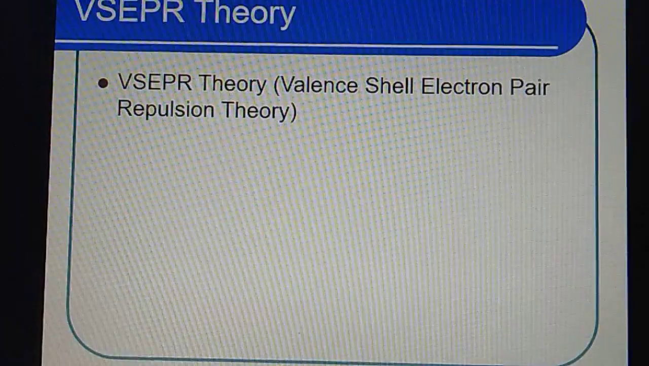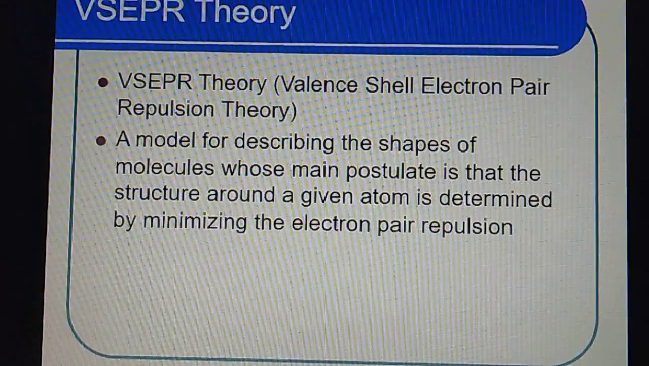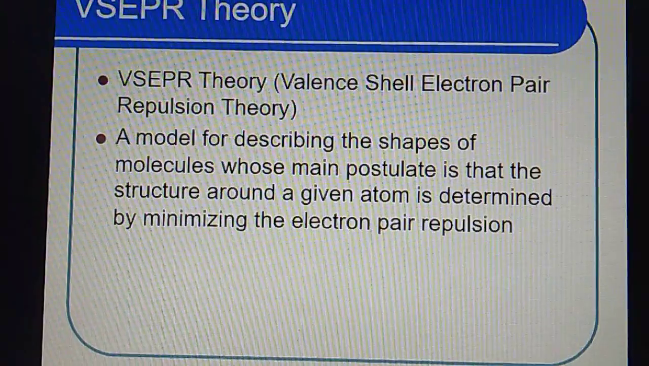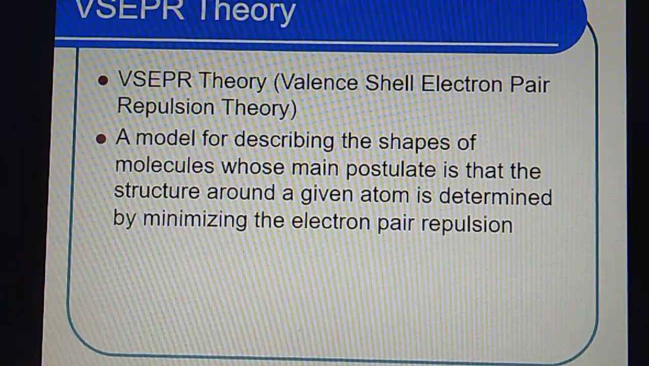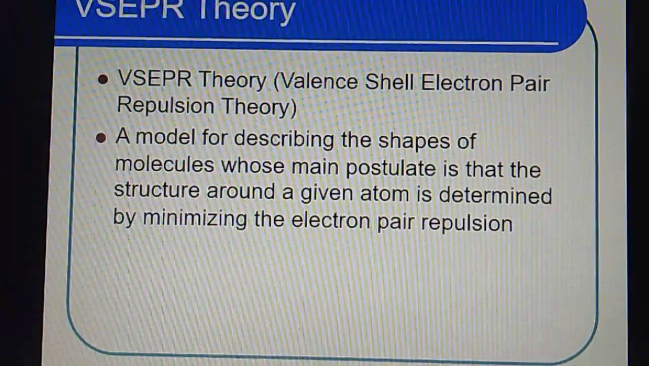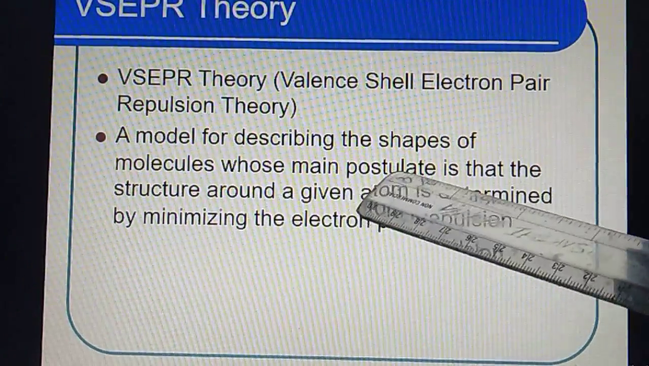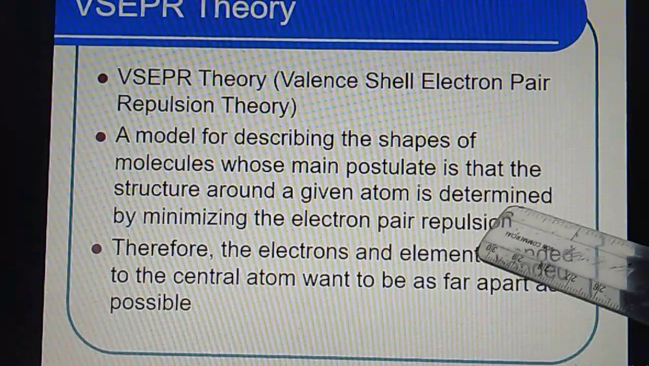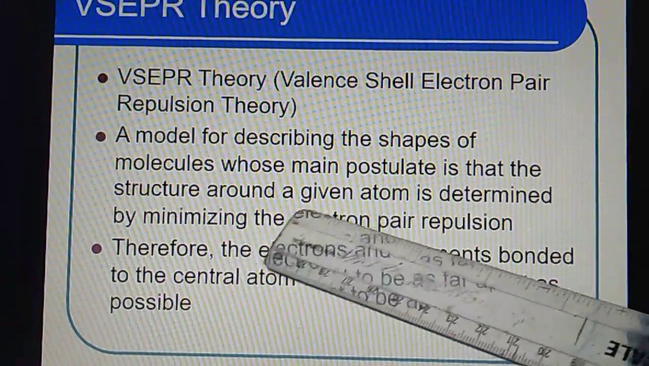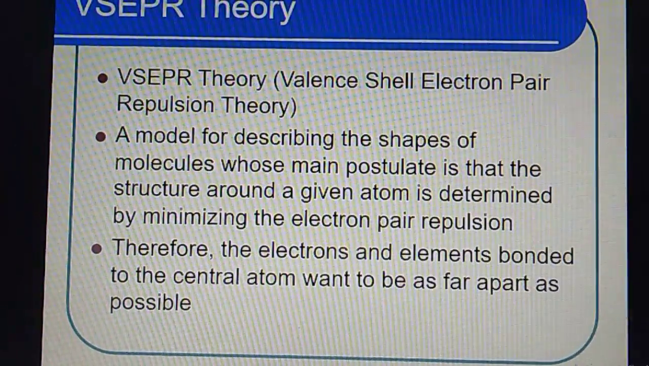In the valence electrons, what types of electrons are there, student? If you talk about it, there will be lone pair electrons and bond pair electrons. If you check, student, you can read out the slide. The VSEPR theory, valence shell electron pair repulsion theory, is a model describing the shape of molecules, whose main postulate is that the structure around a given atom is determined by minimizing the electron pair repulsion.